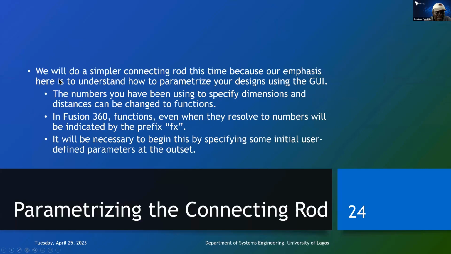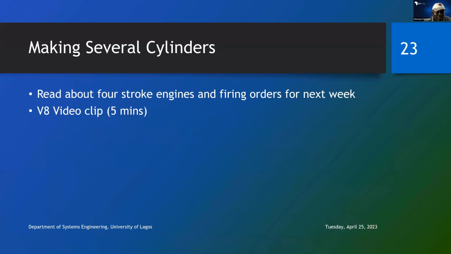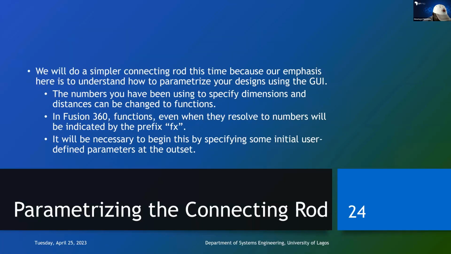So we'll do a simpler connecting rod this time because what we want to do now is conclude today's class with a parameterized connecting rod. The connecting rod we have done is just a simple connecting rod. Here now we want to make it parametric. And because we want to make it parametric, I'm going to do a connecting rod that is even simpler than what we have seen, because the emphasis here is the parameterization. I want you to see how something can be parameterized.